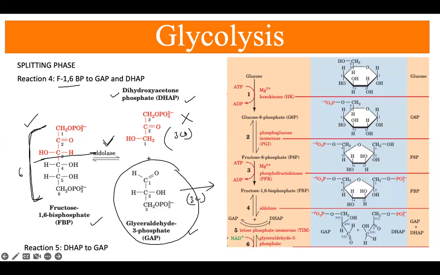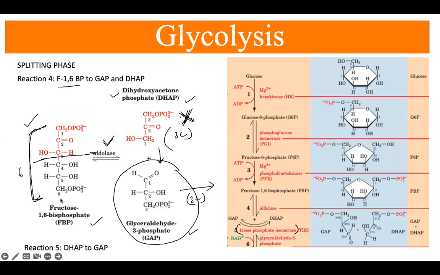But this DHAP does not have the capability of moving forward into the glycolytic pathway. In order for this DHAP to move forward in the glycolytic pathway, it has to convert into G3P, into glyceraldehyde 3-phosphate, right? And how does that happen? It happens via an enzyme called triose phosphate isomerase.